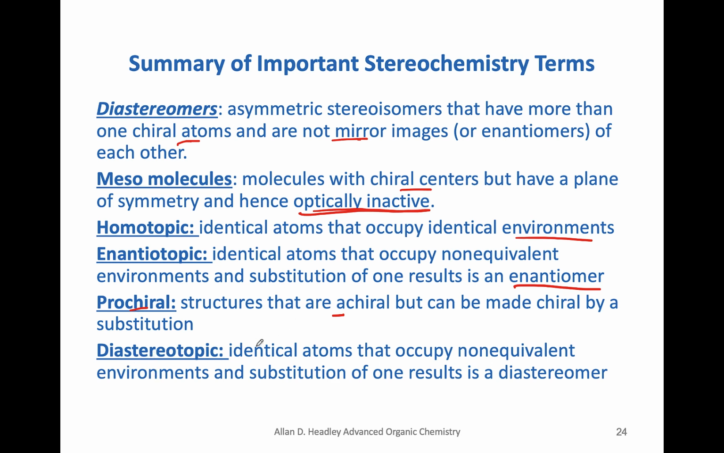Diastereotopic: identical hydrogens, for example, identical atoms that occupy a non-equivalent environment, and substitution results in diastereomers. And remember, in this case, since they result in diastereomers, which are different compounds with different properties, the NMR can detect diastereotopic hydrogens, and they will in fact split each other.